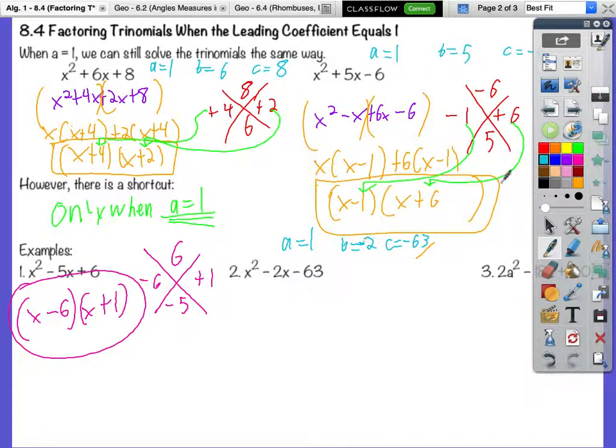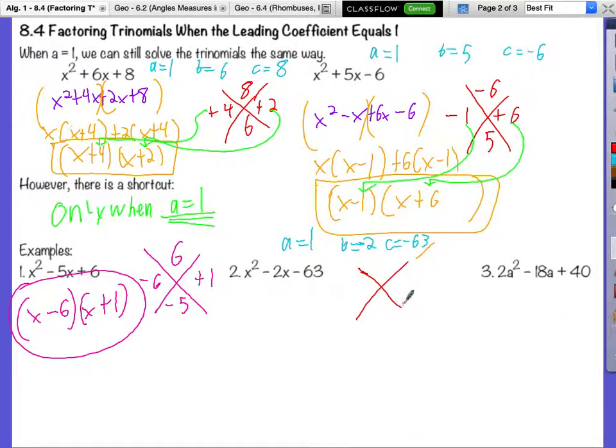B is negative 2, and C is negative 63, okay? So what are we going to do now? What do we know about the signs? They're not the same. So one's negative, one's going to be positive because they multiply to a negative number. Which one's going to be bigger, the negative or the positive? Negative, because they add up to a negative number. We can use these skills to help us as we go through it. So 2 factors of negative 63 that have a difference of 2.